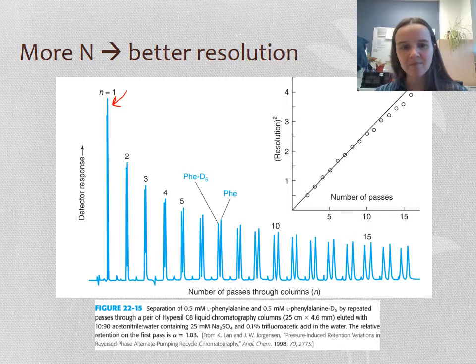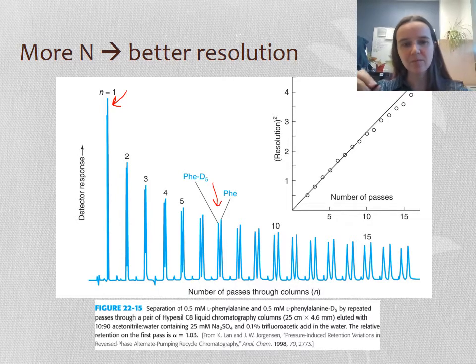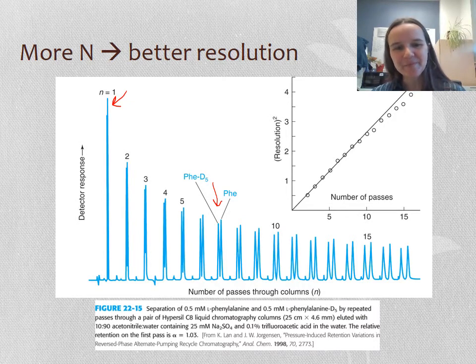And then by the time you get to maybe 5 or 6 passes, which is about here, so oh look, 7 passes. Now they've labeled that these are phenanthroline and deuterated phenylalanine, excuse me. And then as you go on and on, more passes, better resolution. This is the equivalent of lengthening your column by passing it through the column multiple times.